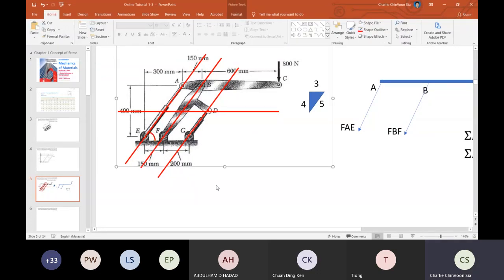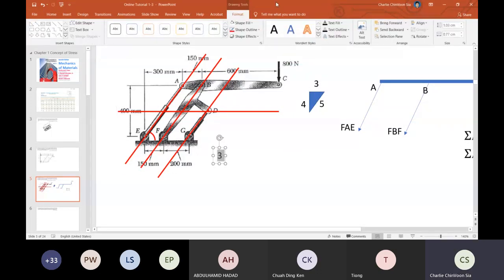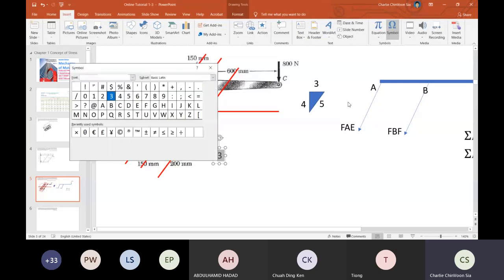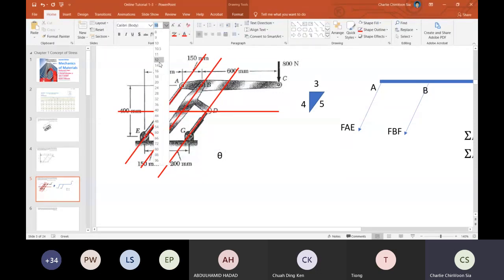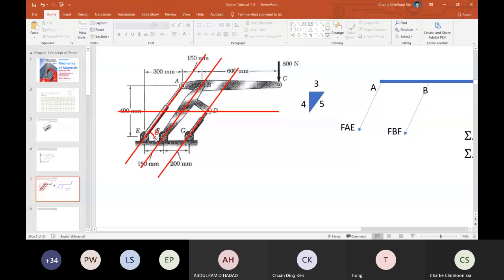So for the angle I draw, I name it, let's say, insert symbol. Any symbol, I'm going to use theta. Okay, good. Maybe make it a bit smaller. Okay, let's say okay. So for this, wait.